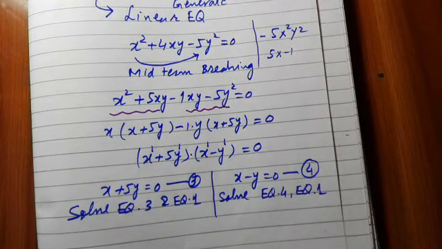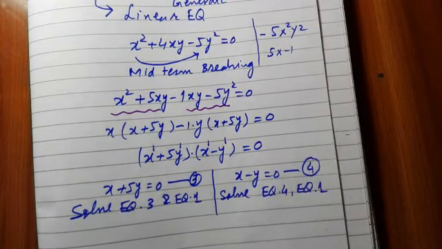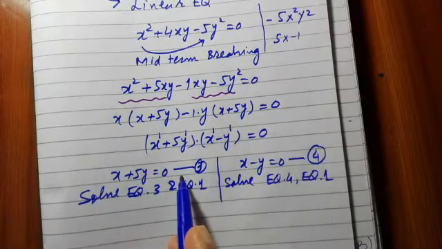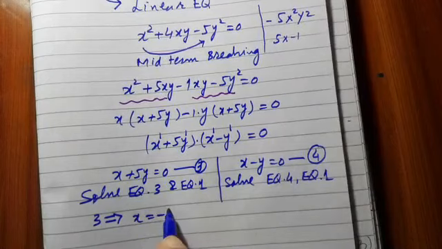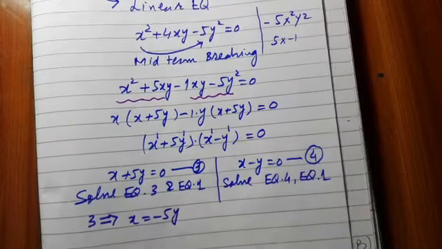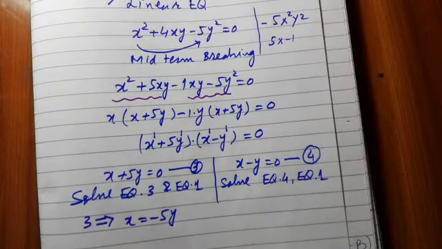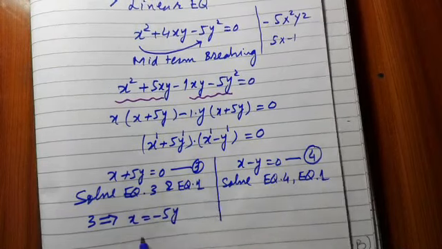So we will work on them one by one. First of all, from the third equation we will do this calculation: find x in terms of y, that is x equals -5y. And we will put it in equation number 1.